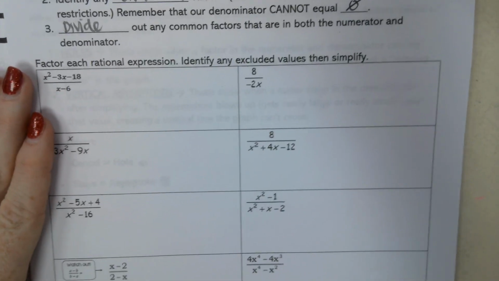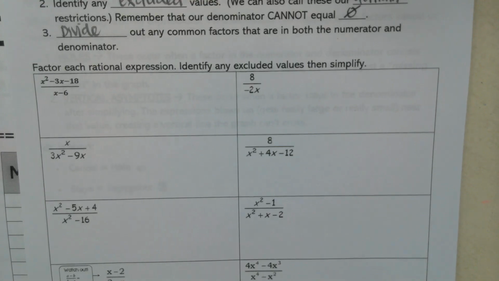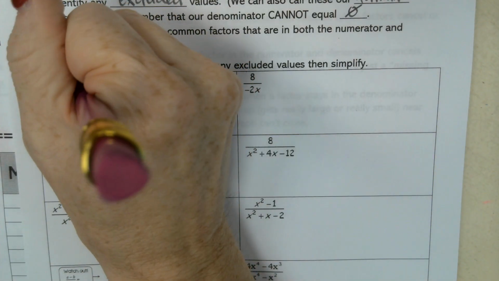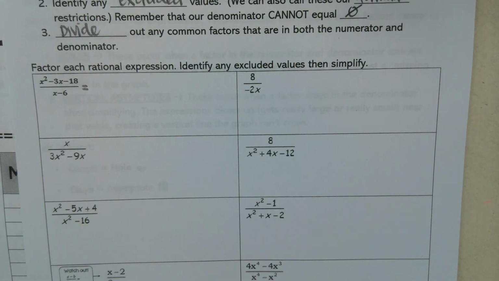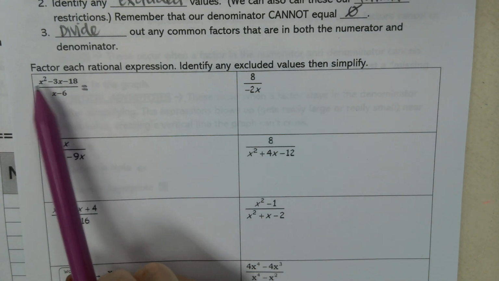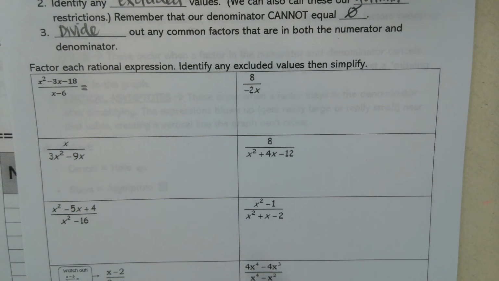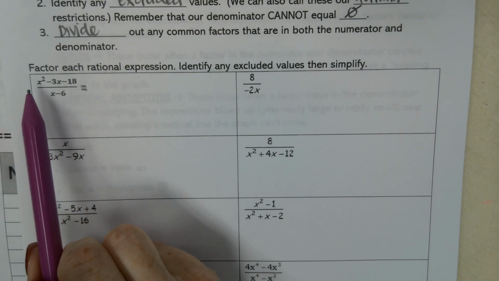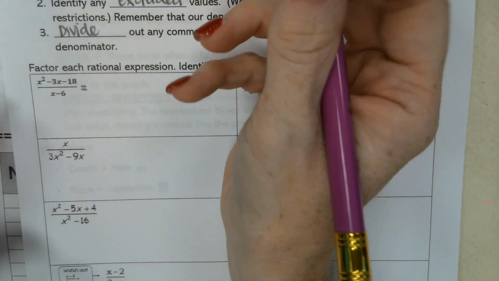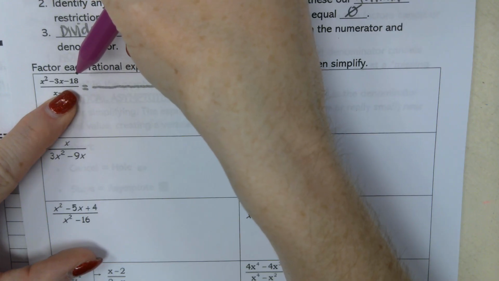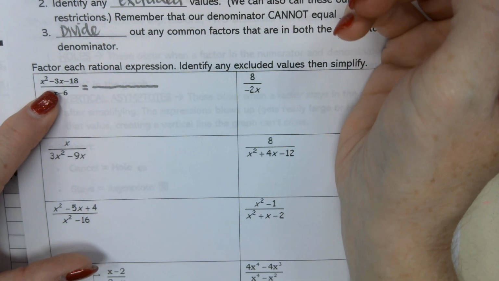All right. Let's take a look at this. I'm going to zoom in just a little bit. My directions here say factor each rational expression, identify any excluded values, then simplify. So I need to look at the numerator and denominator separately. If I have 3 terms that have no GCF, we want to do the x method, right? But my leading coefficient is 1. That makes my job easier. I'm basically just asking right here, what two numbers would multiply to give me negative 18 that will add to give me negative 3?